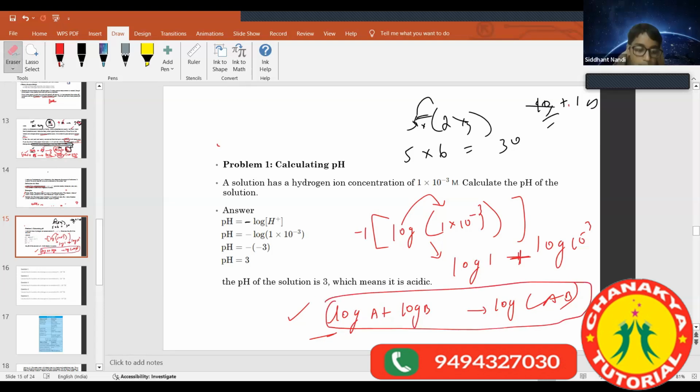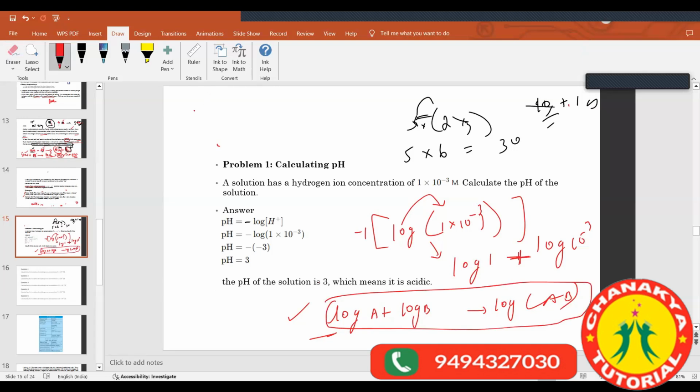Yes, ma'am. This is a formula, children. If I'm telling you (a plus b) the whole square formula, it is a square plus b square plus 2ab. It's a formula. Log a plus log b, I can write as log of a into b. I can write vice versa also.